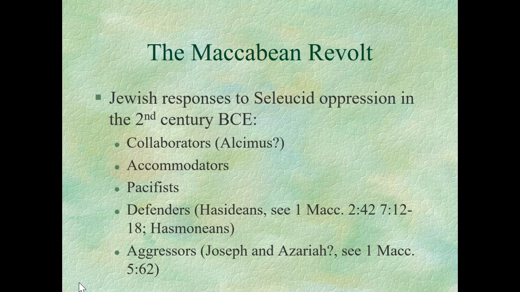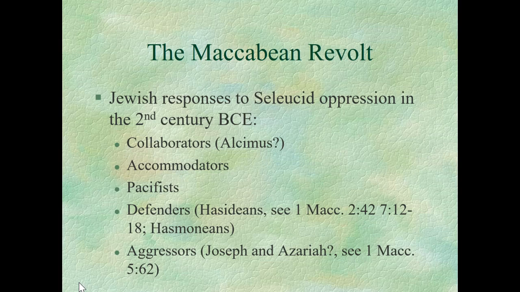And this is important to remember, especially when it comes to the New Testament, because when we see Jesus and the Jesus movement, you kind of wonder, well, there are different kinds of Jews who fit along these lines with Rome. There are some who are collaborators. There are some who are accommodators. There are some who are pacifists. There are some who want to defend and rise up when they think that they're being attacked. And there are those who are going to end up being aggressors.